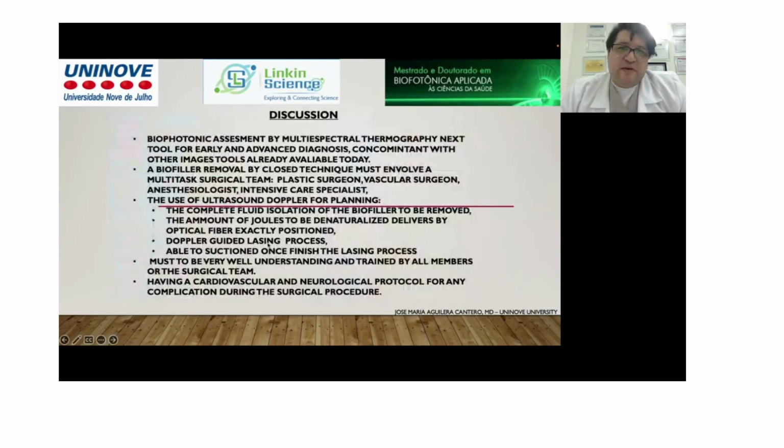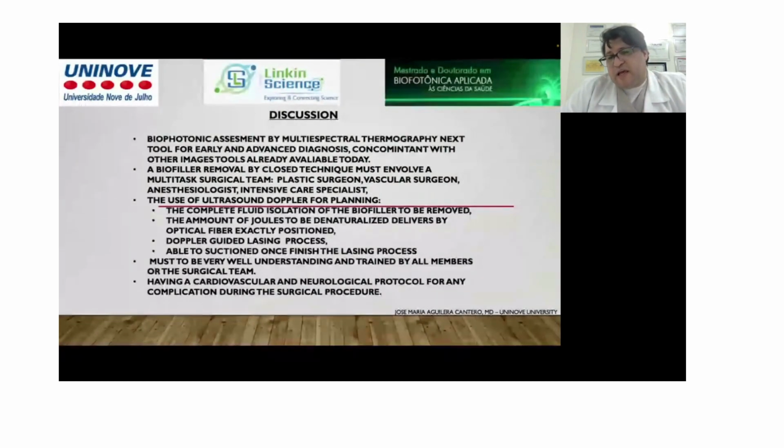So the discussion is that the approach of multispectral thermographic imaging is a very good tool for the first assessment. Another thing is that the whole team must be involved with the interpretation of the thermographic image and also the Doppler image: the plastic surgeon, vascular surgeons, the anesthesiologists, all have to be trained in order to have a good surgical moment.